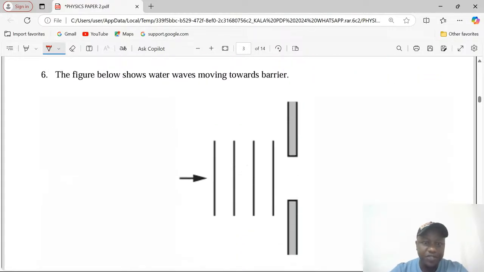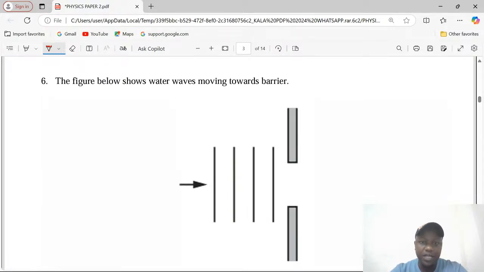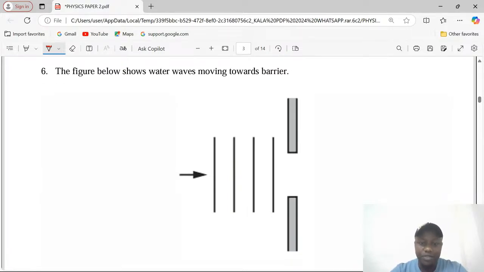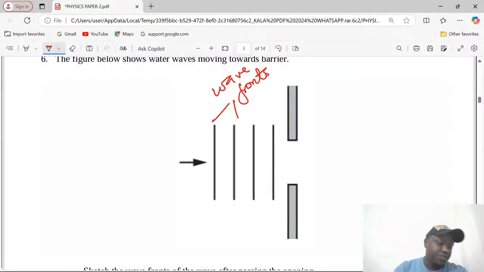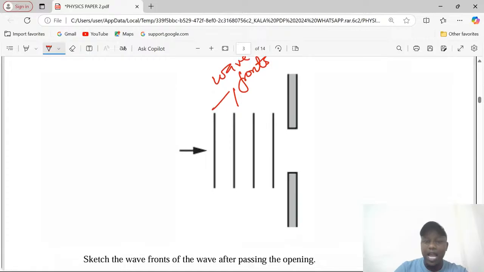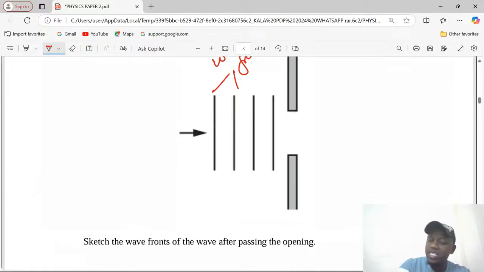We can look at waves too. The figure below shows water waves moving towards a barrier. So we can see these are called the wave fronts. Now the distance between two successive wave fronts gives us the amplitude. Not the amplitude, sorry, the wavelength. So the distance here is called the wavelength.